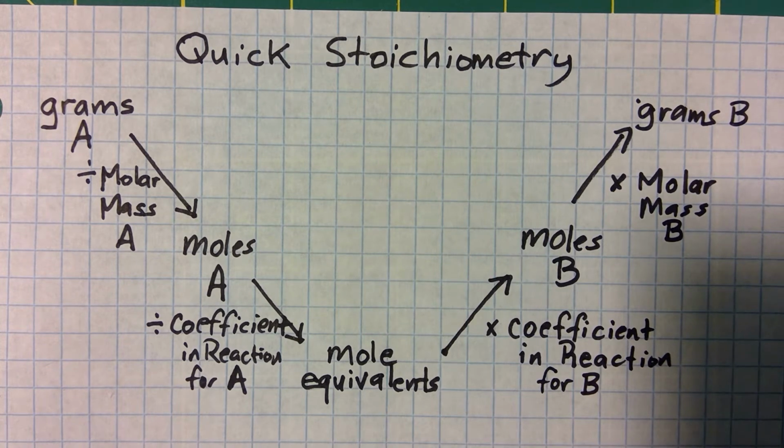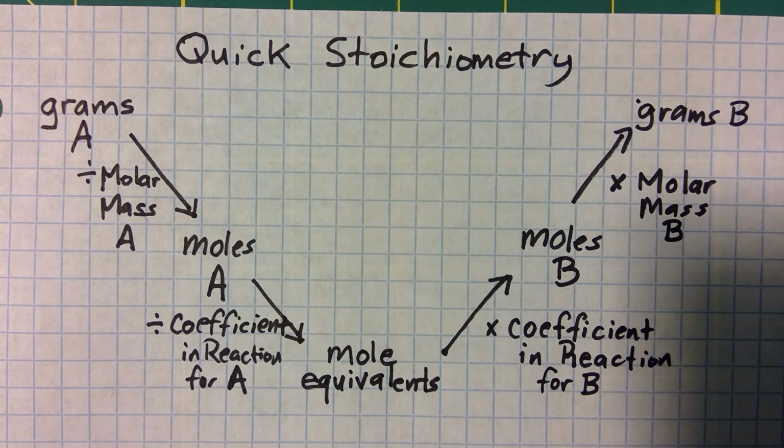So you multiply by whatever coefficient is in front of reagent B to determine how many moles it will be. And that's what the problem is asking for. You would stop there. If the problem is asking for grams of something, then you'd multiply those moles by that molar mass to give you grams. So this is the quick stoichiometry map.